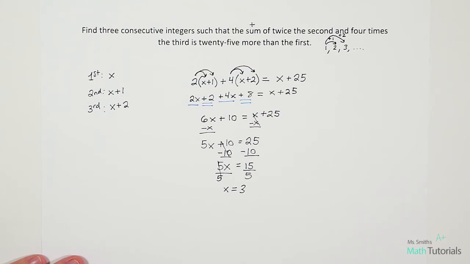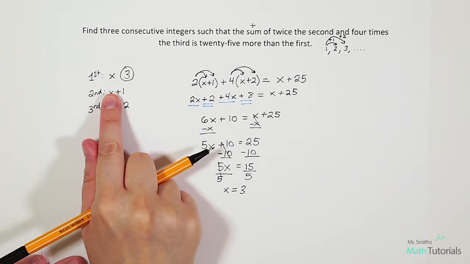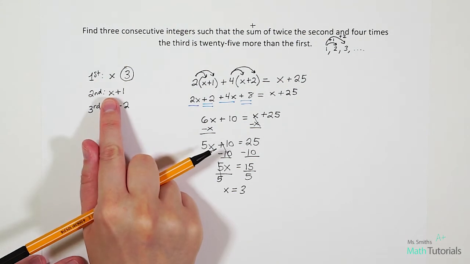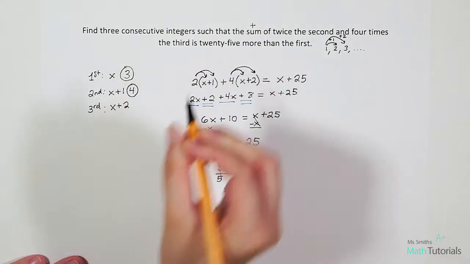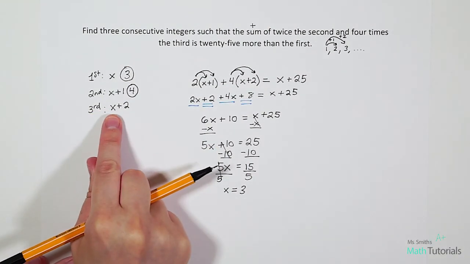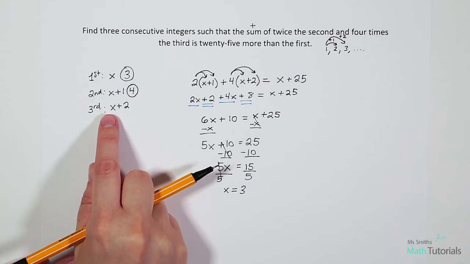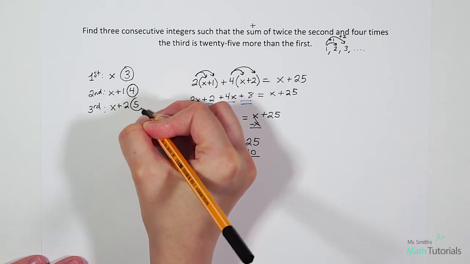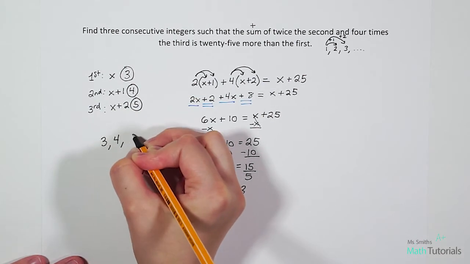Okay, so we found our first number. We found x. X is 3. So now what would our second number be? So our second number is x, which we know is 3, plus 1, which would be 4. And then our third number is x, which we know is 3, plus 2. So 3 plus 2 is 5. Okay, so we're saying our answer would be 3, 4, and 5.